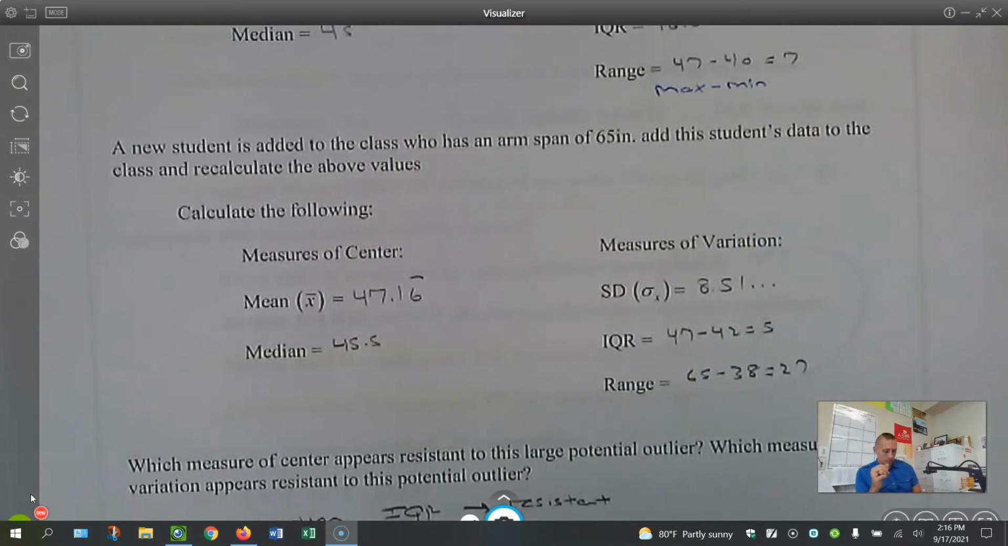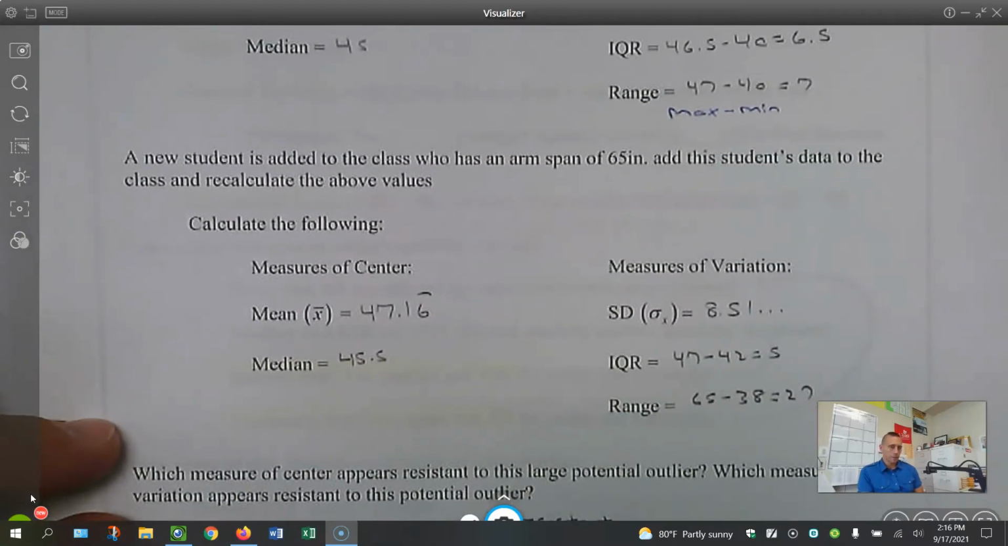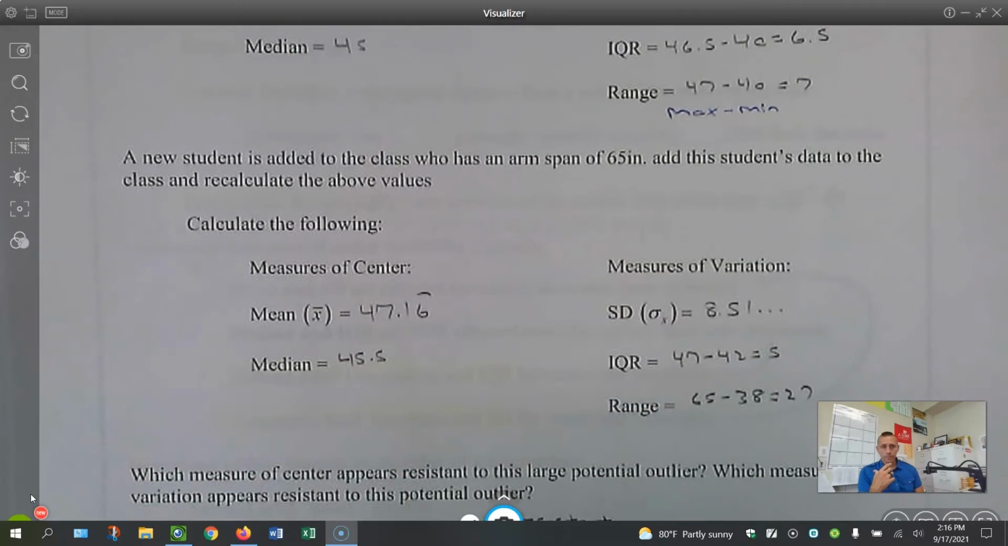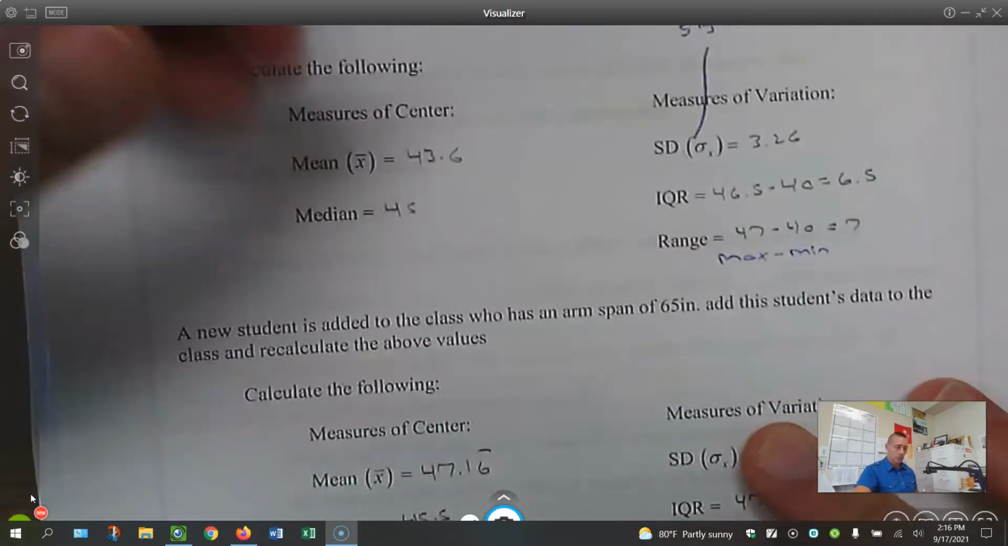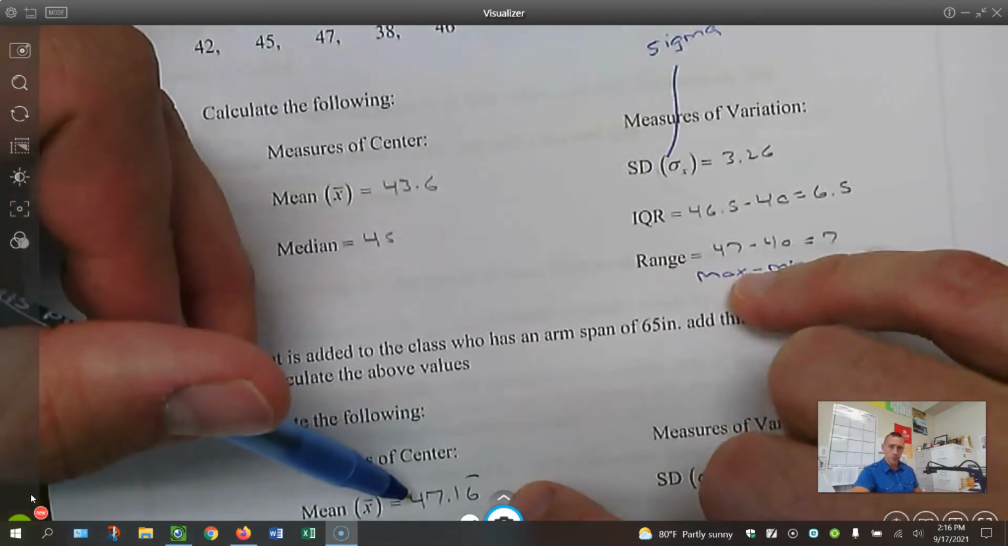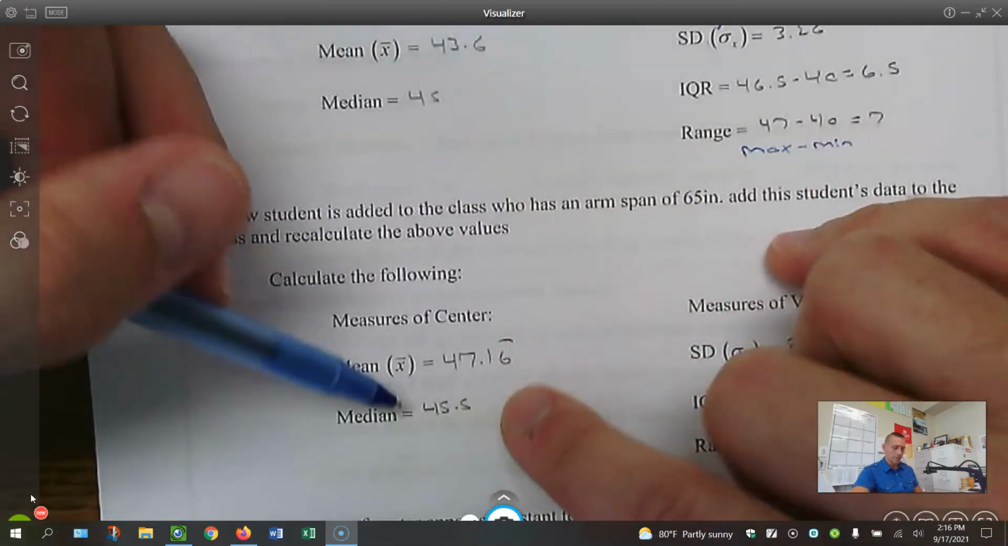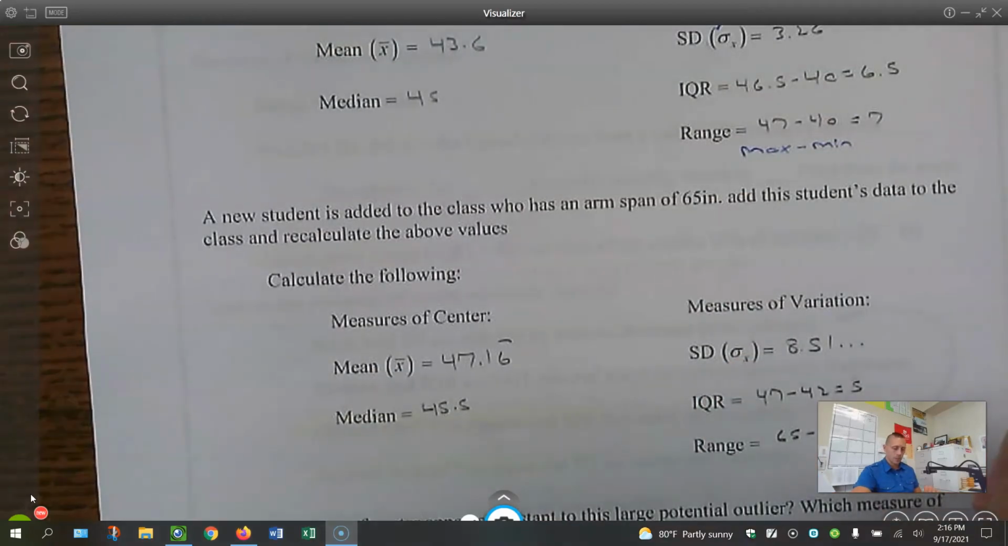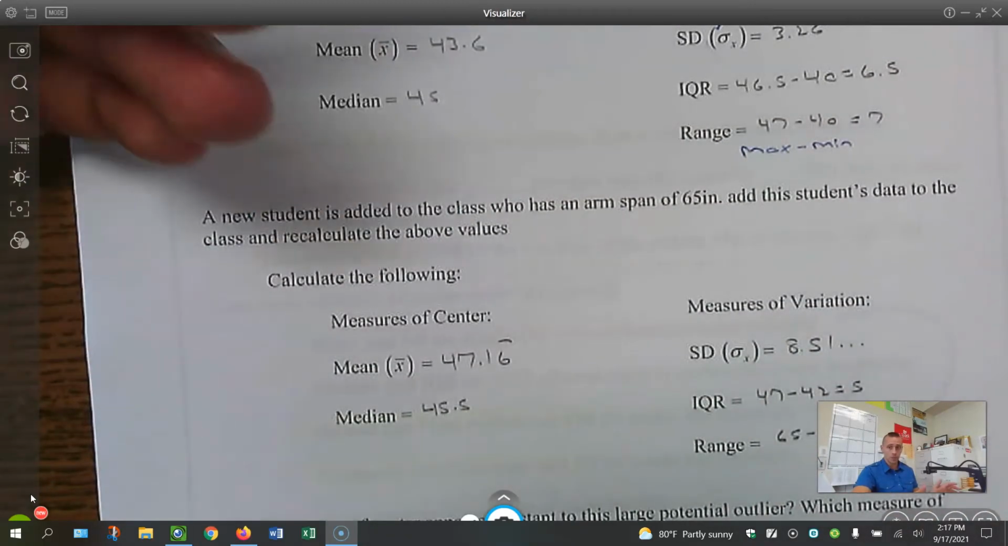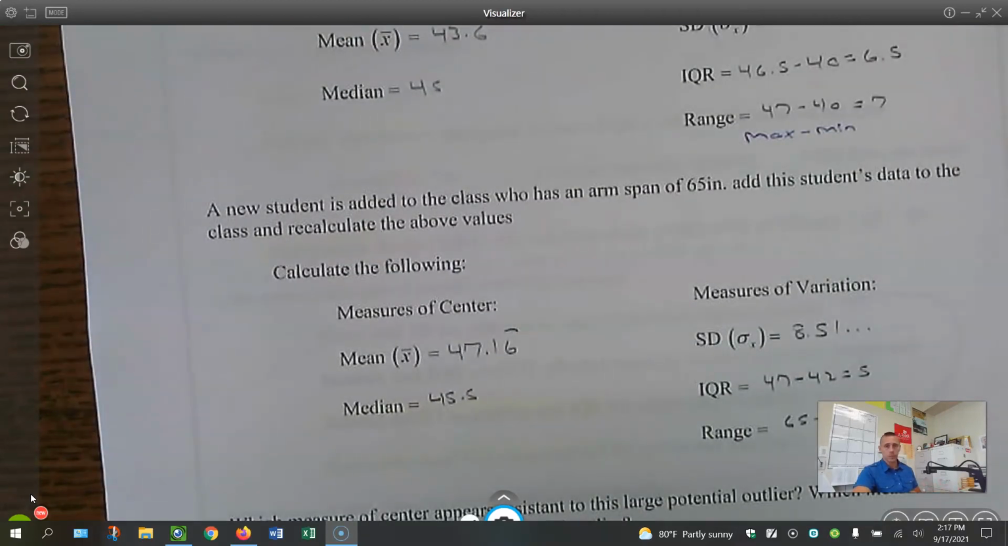So what I'd like you to do is read the question here, try to answer it, pause the video, and then come back and I will explain it. So which measure of center, there are two options, mean or median, is resistant? I really want to look at what changed. The mean went from 43.6 up to 47. The median went from 45 to 45.5. So the mean definitely changed more. That doesn't appear like it's resisting the addition of that 65 because it changed so much. So the median is what's resistant.